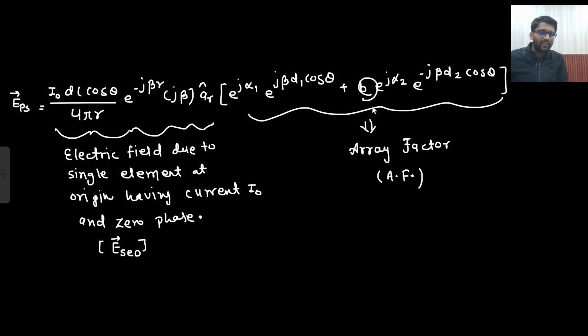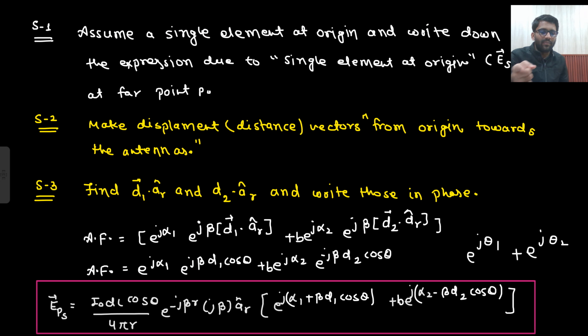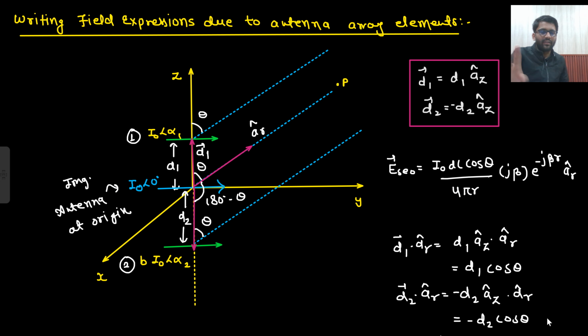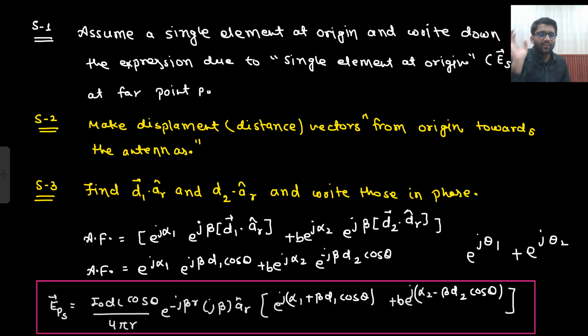Here also you can see B is there. So that B will also come because the current magnitudes were different. So that's it. Your chapter is done.